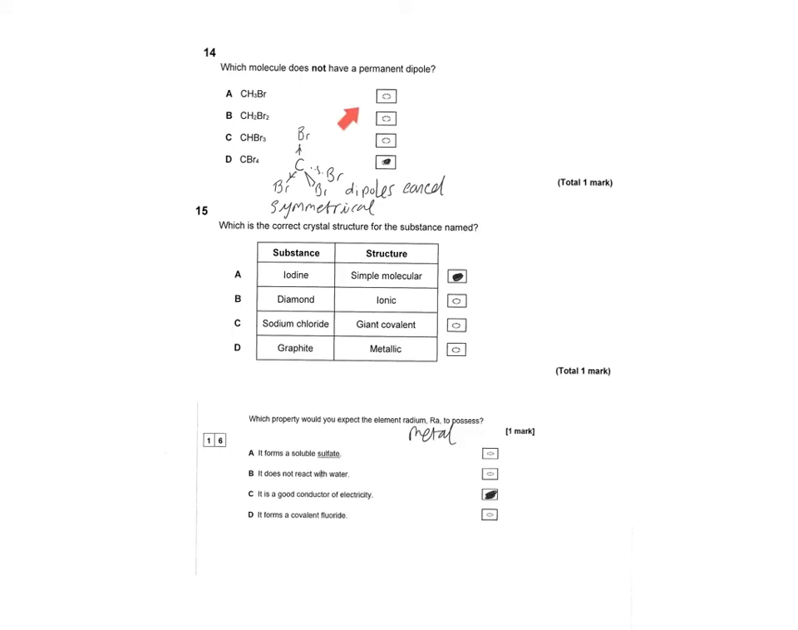Next question here, which molecule does not have a permanent dipole? Well, there's electronegativity differences in all of them because bromine is more electronegative than carbon or hydrogen. It's a halogen. However, if we look at CBr4, it's a tetrahedron. It's perfectly symmetrical, so all the dipole moments cancel out. So the answer is D.